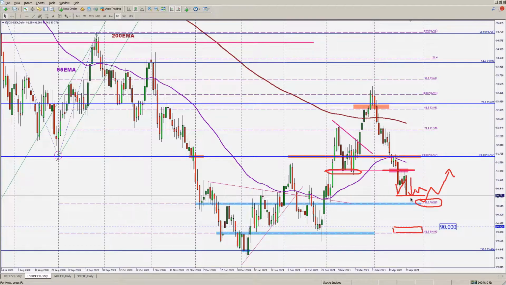This coming week, there's the FOMC meeting on Wednesday, so that may be a key trigger point for the US dollar. So either it's going to bounce and recover, or it's going to fall further and break through intermediate support. So this coming week will be a critical week for the US dollar.